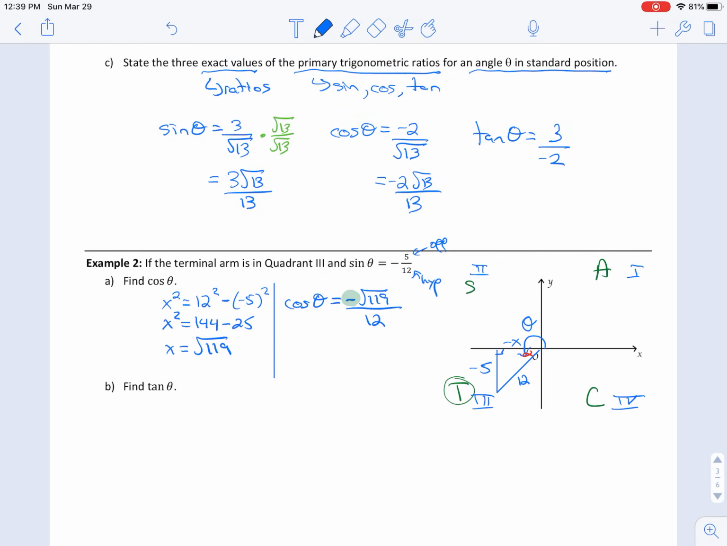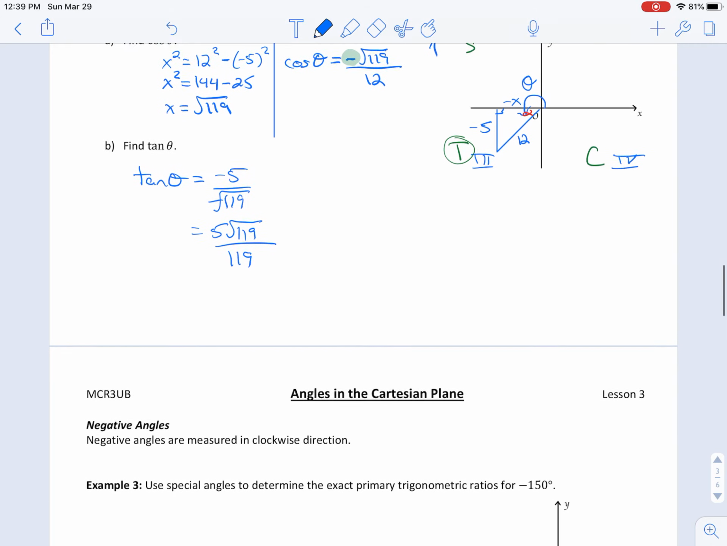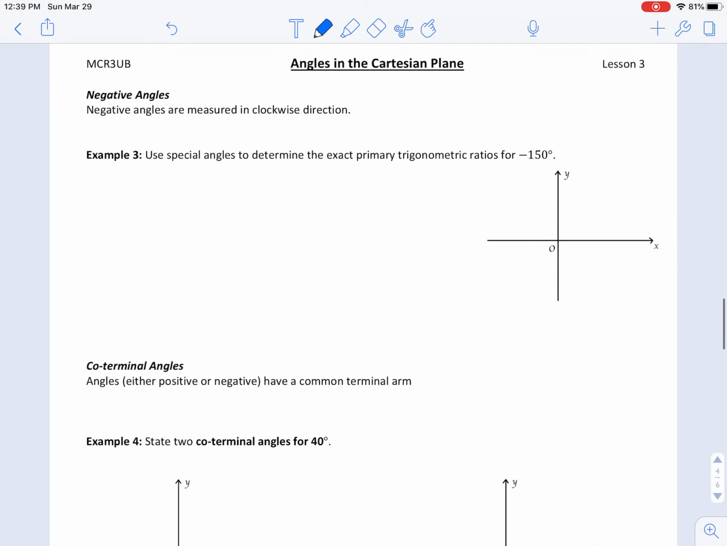So the next one says find tan of theta. Again, we're just getting the ratio. So opposite over adjacent. So I'm going to have -5 over -root 119. I can get rid of the negatives because they divide out, and I can rationalize the denominator. So I end up with 5 root 119 over 119. And that's it. Notice again, this one's positive because we're in that quadrant where tan is positive.